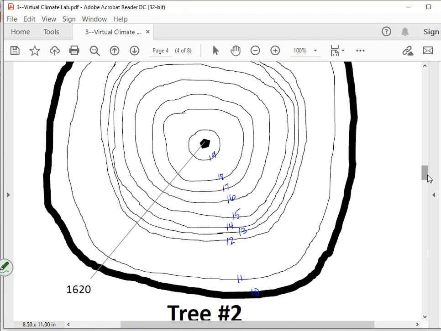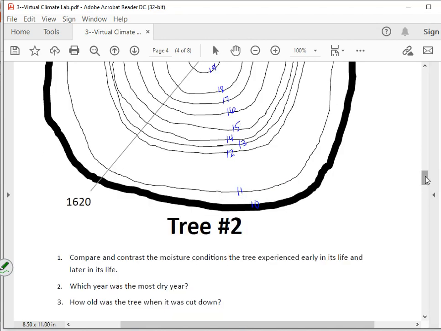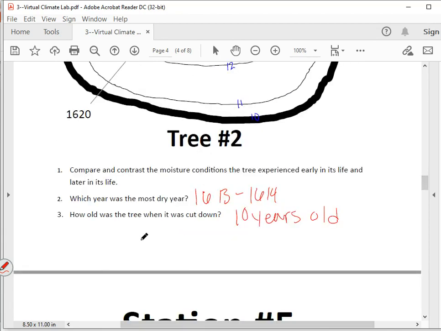It says, which year is the most dry year? So you're looking for the thinnest ring or the smallest ring. I would go with this one right here, which is between 1613 and 1614. And then what year was the tree cut down? That would be the year in the middle. Or sorry, how old was the tree when it was cut down? 10 years. 10 years old.